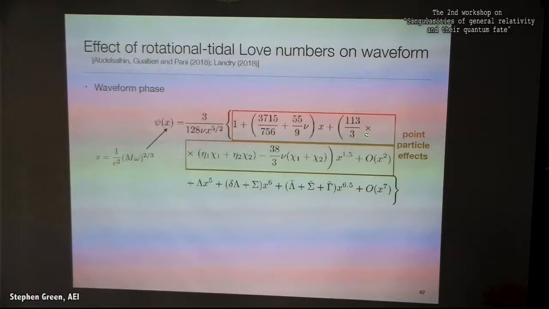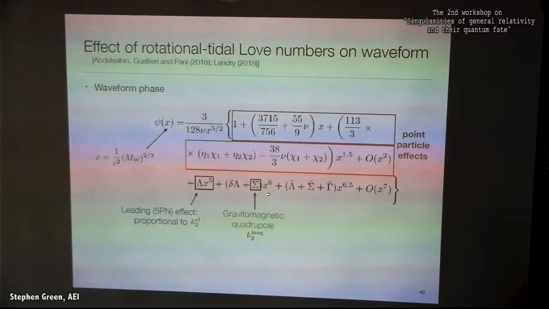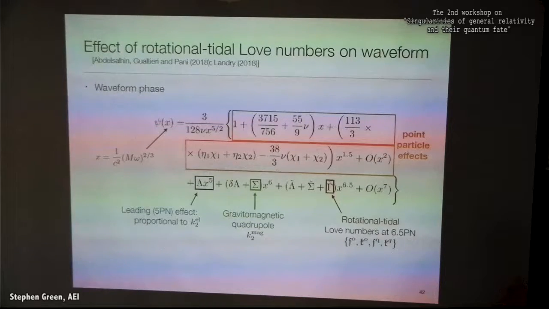We see that the first two lines in this phasing just correspond to point particle effects. But then the leading correction due to tides is at 5 PN, and this is just proportional to K2L. This was known since Flanagan and Hinderer. There's an effect of the gravitomagnetic quadrupole that comes in at 6 PN, and the final effect, this new effect, is the rotational-tidal Love number effect, and that comes at 6.5 PN in the phasing. What's interesting is it comes in at the same order for FO and KO. They both come in at the same order.